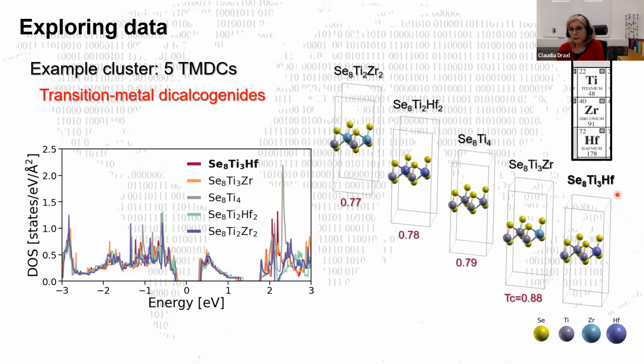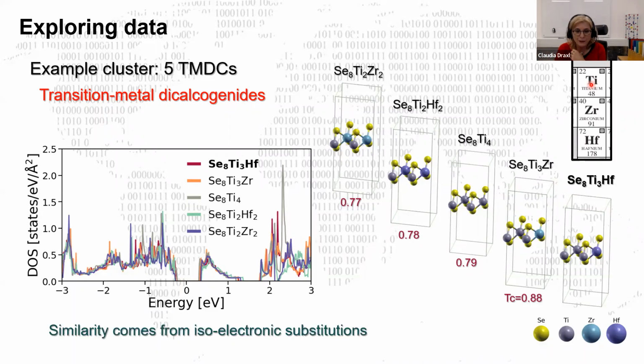If you look at the periodic table of elements, then you see that zirconium and hafnium are in the same column as titanium. So what the machine, or this clustering algorithm, has found is that it has identified 5 materials that are isoelectronic to each other, and this together with the crystal structure makes up for the high similarity.